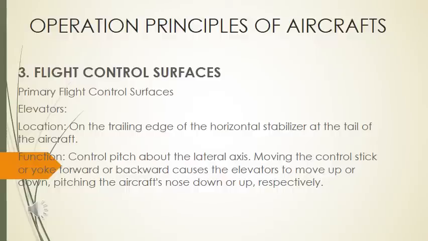The next is the elevators. Location: on the trailing edge of the horizontal stabilizer at the tail of the aircraft. The function is to control pitch about the lateral axis. The pitch, the up and down movement. By moving the control stick or yoke forward or backward, it causes the elevator to move up or down, pitching the aircraft nose down or up respectively. So this is used to control the up and down movement about the aircraft's lateral axis.